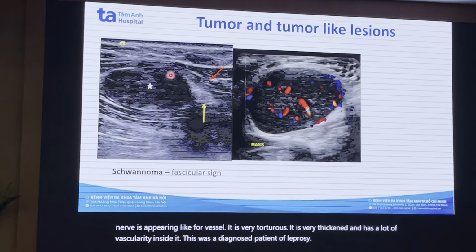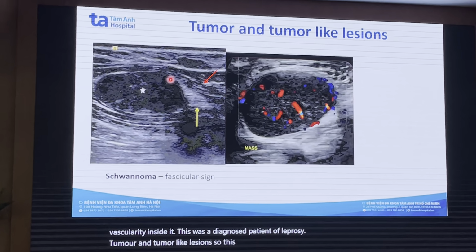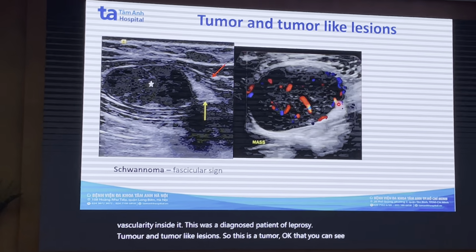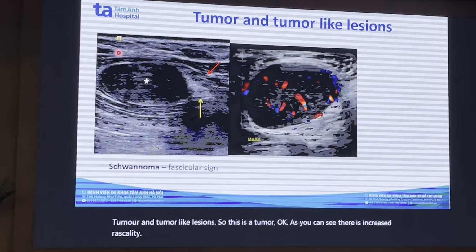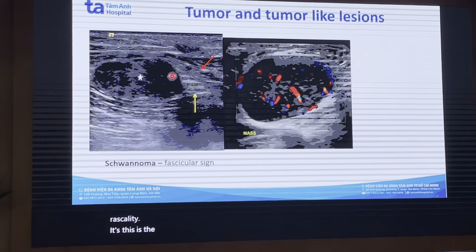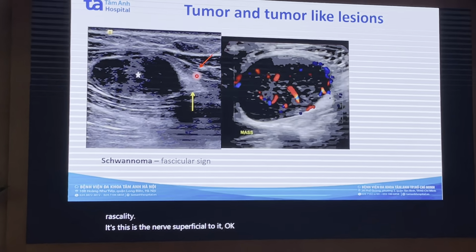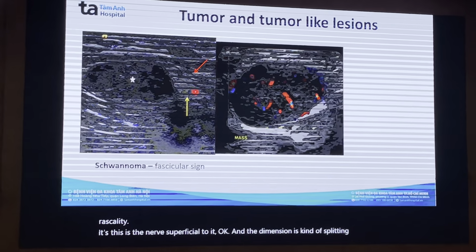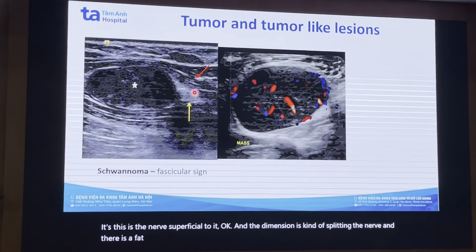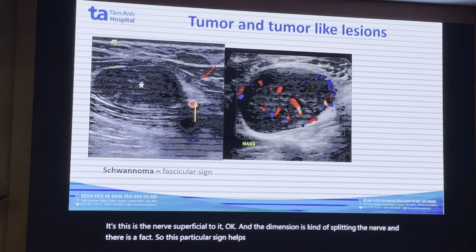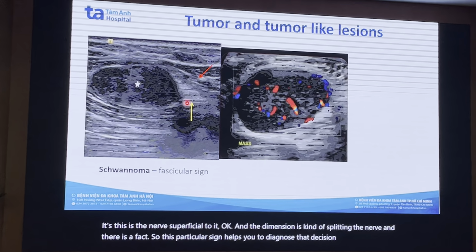Tumor and tumor-like lesions. So this is a tumor, okay, where you can see there is increased vascularity. This is the nerve, superficial to it, okay, and deep to it. So it's kind of splitting the nerve, and there is fat. So this fascicular sign helps you to diagnose that this is a schwannoma or a nerve sheath tumor.